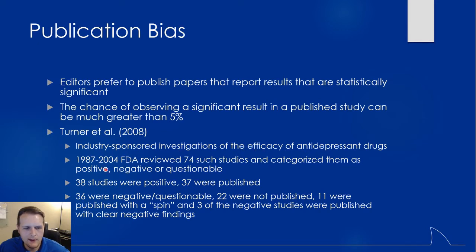And then looking at the studies that the FDA had access to, they had 74 studies, and it categorized them as either positive, negative, or questionable. And what they found is that of the 38 studies that were positive, 37 of them were published. But then what about the negative or questionable ones? 36 studies there, 22 never got published. 11 were published with a spin that made it look a little better than probably what it really showed, and 3 of the negative studies were published with clear negative findings. So of the 74, only 3 actually showed any kind of negative findings.